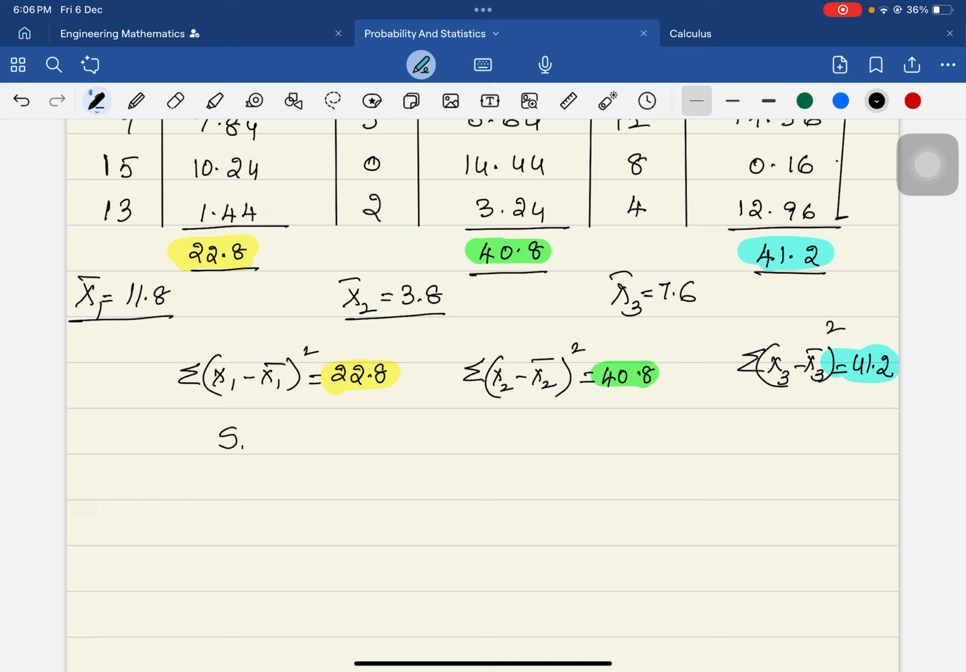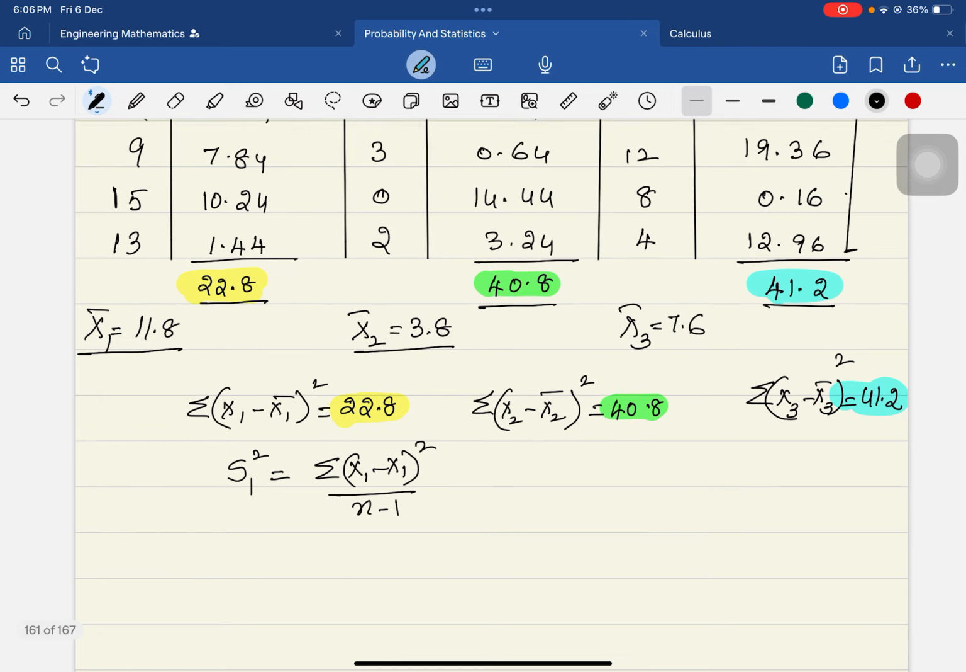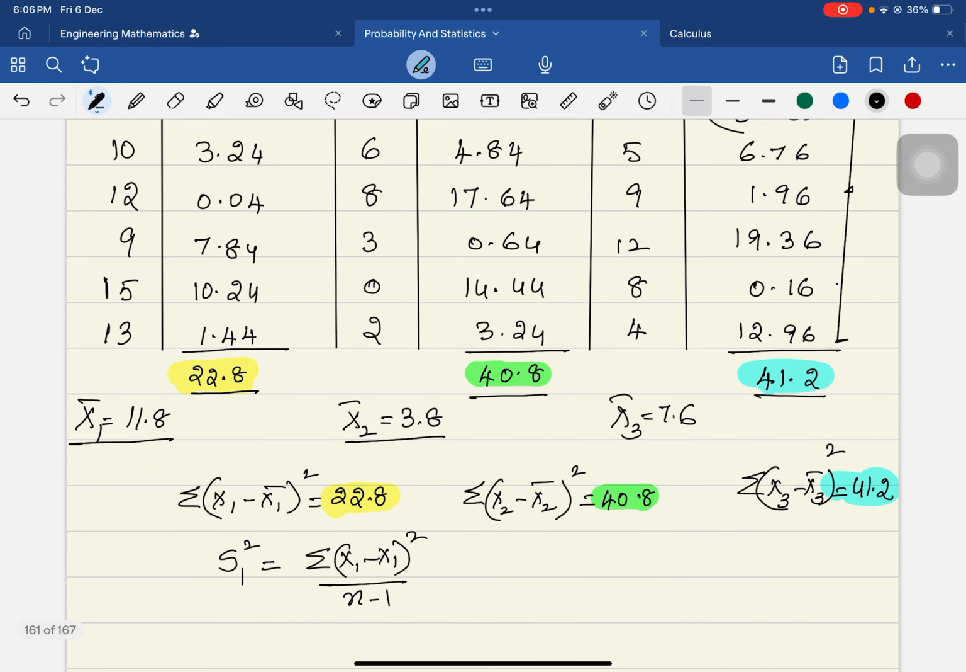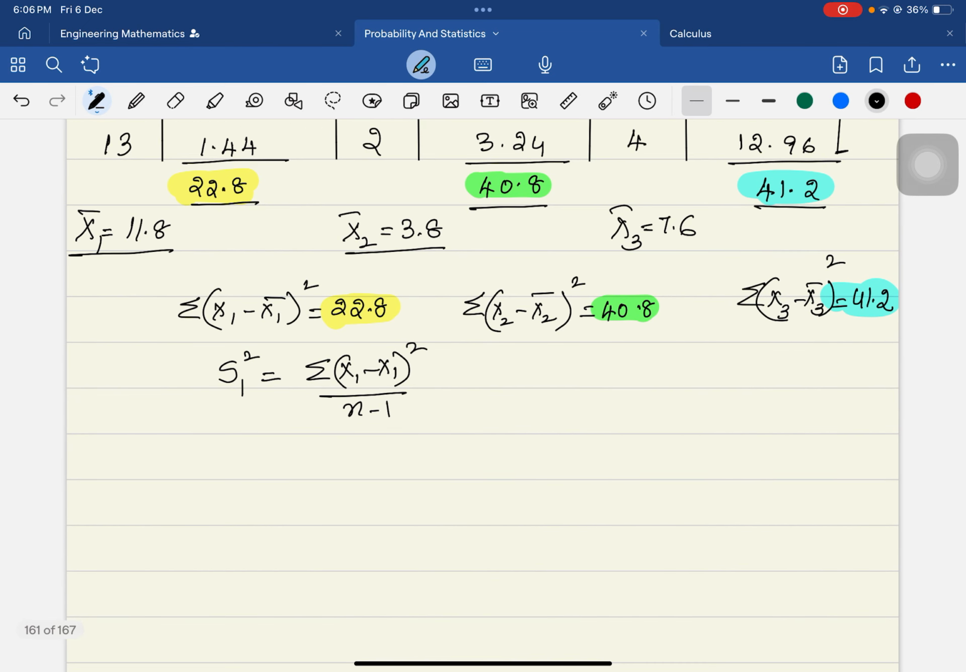Now let us find out S1 square, the variance of the first group. That is sigma x1 minus x1 bar the whole square divided by n minus 1. You could understand that all these samples are less than 30. They are small samples, so it is always n minus 1. And what is this value? 22.8 divided by 5 minus 1, which is 4, and therefore 5.7 is your variance of the first group.